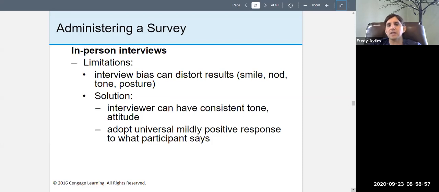Solution, of course, it can be to have a consistent tone, consistent attitude, a neutral tone that doesn't give away how you feel about the subject. Adopt a universally mildly positive response, like okay, to whatever the participant says. Not like good, or that's awesome, or great, right? You want to be neutral, okay?